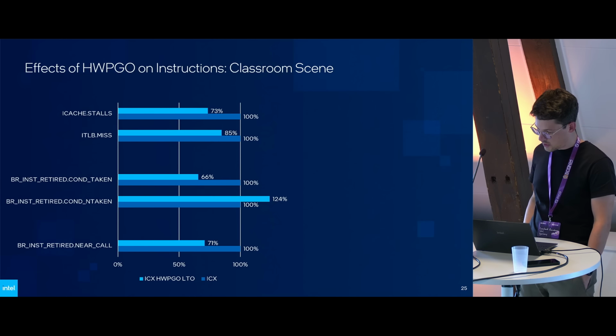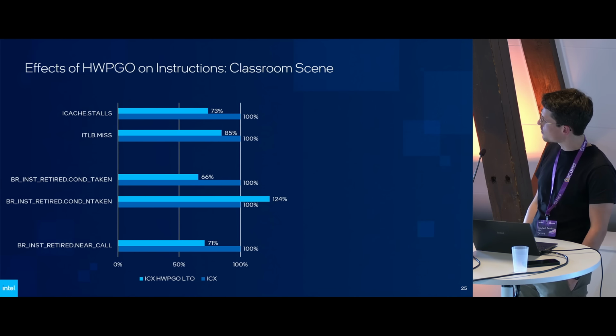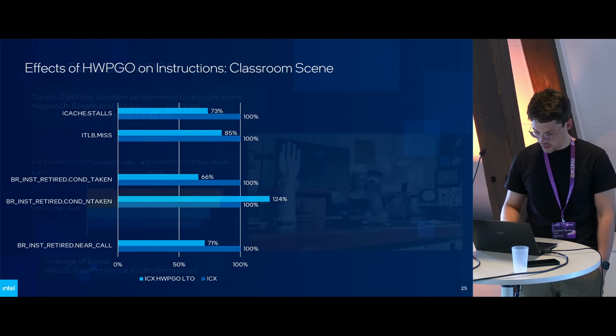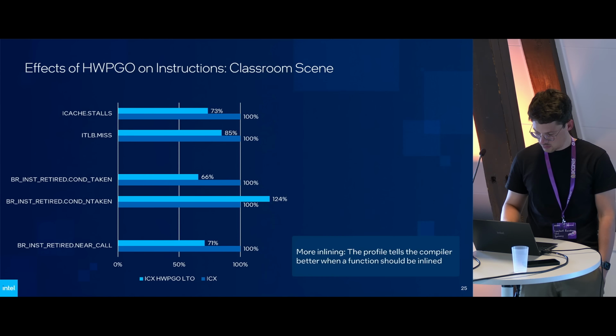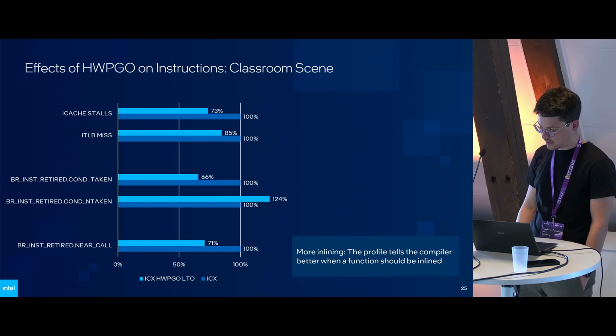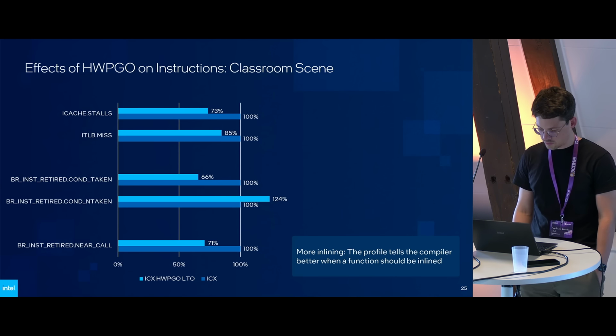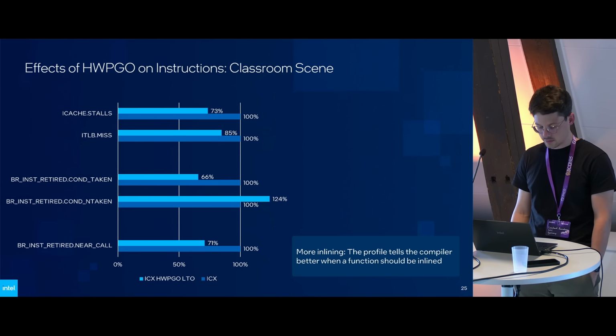So quickly, what happens with the instructions when we optimize with HWPGO? This is again for the classroom scene. We have 30% less calls, which means that 30% of function calls are now inlined. This is one result of HWPGO.